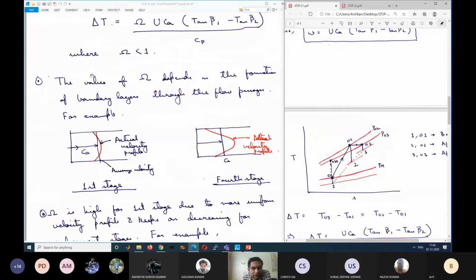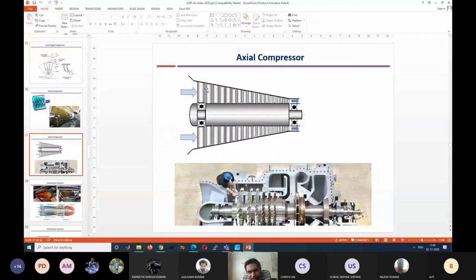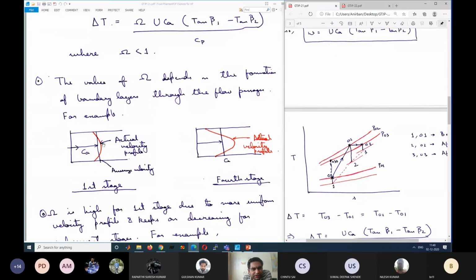Okay. So what happens is that in the flow passage, when the flow enters, so flow passage means this area between the tip and the root section. Okay, this is the flow passage between the blade tip and the blade root. The flow enters with a constant velocity. Ideally, it should be equal to Ca, like we have done.